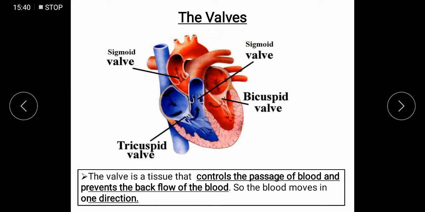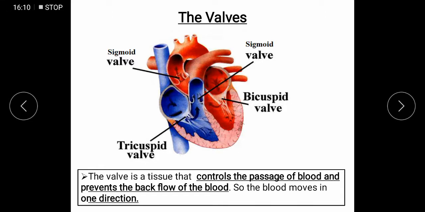Okay, how can I memorize them? I can memorize them: tri, right. So on the right side I have the tricuspid valve. The second one is the bicuspid valve. The function of the valve is to control the passage of blood and prevent the backflow of blood, so that the blood will move only in one direction. It closes in order to prevent the blood from flowing back into the auricles.